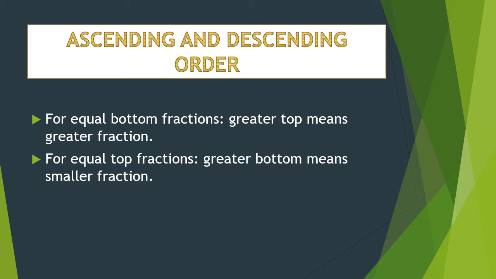Just the opposite, when we have equal denominators, greater will be the numerator, greater will be the fraction. But when we have equal numerators, greater will be the denominator, smaller will be the fraction. These 2 points you need to keep in mind while solving the questions related to the ascending and descending order of the fractions.